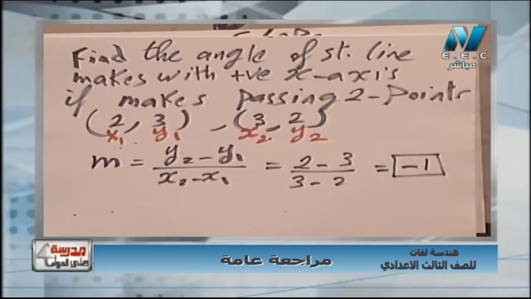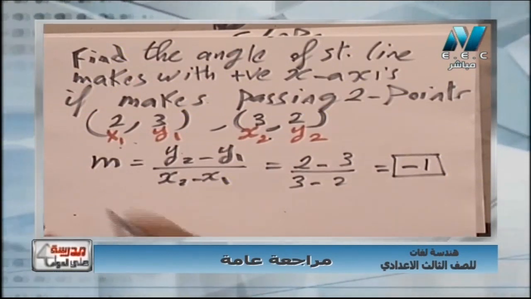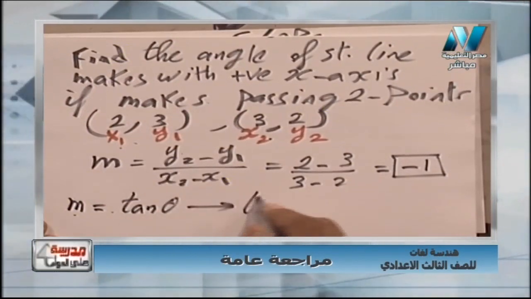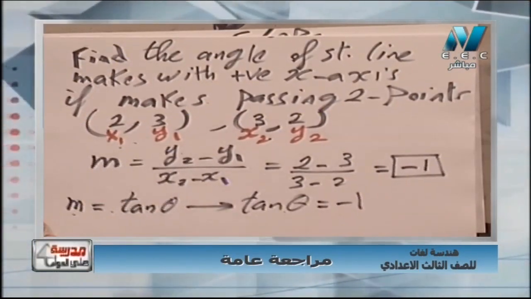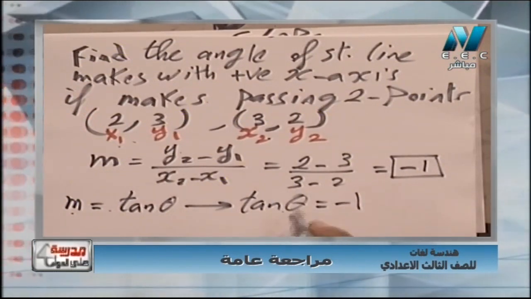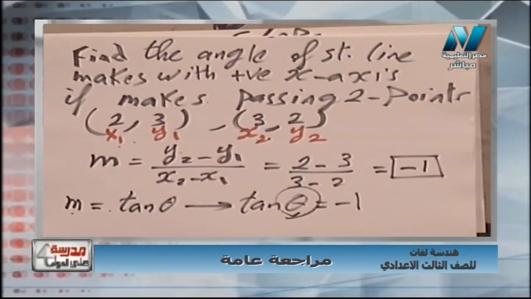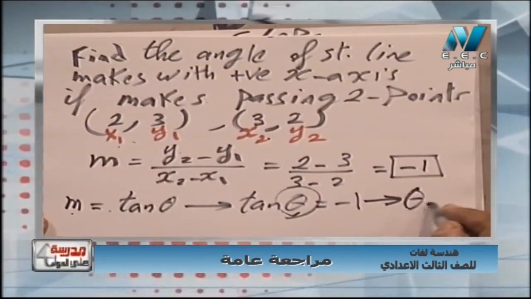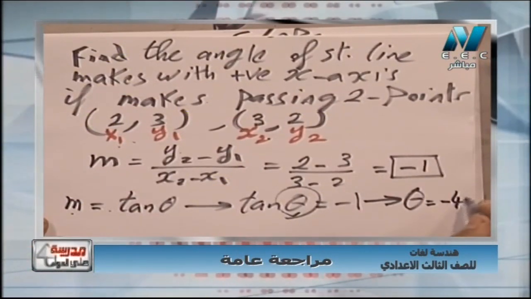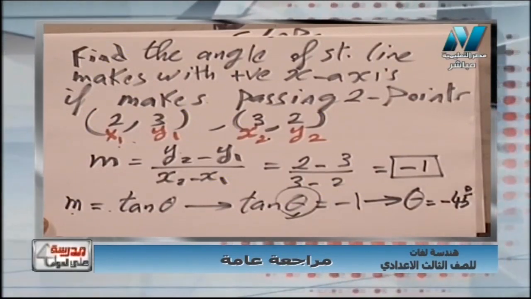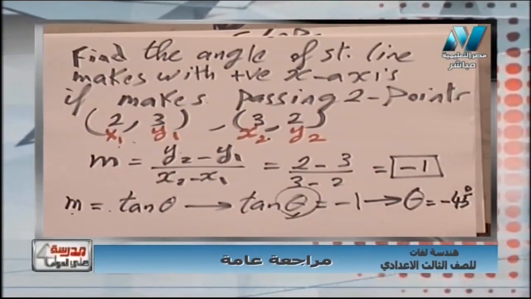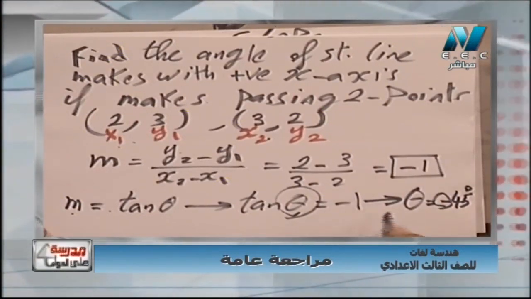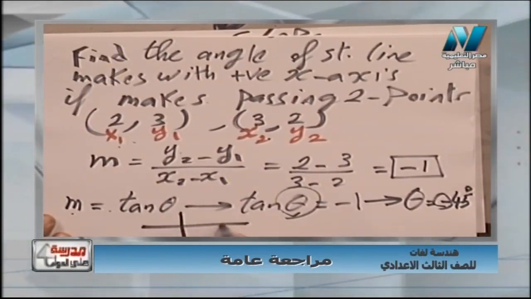How to get the angle theta? Slope M equals tan theta. Then tan theta equals negative 1. How to get angle theta if we have tan theta equal negative 1? By using your calculator, of course. Very good. Theta equals shift tan minus 1 of negative 1, and you get negative 45. Is this answer the final answer? No. Because the angle is negative, it means anti-clockwise.